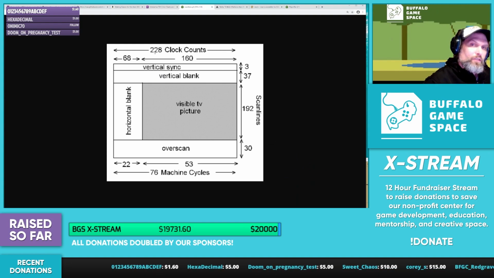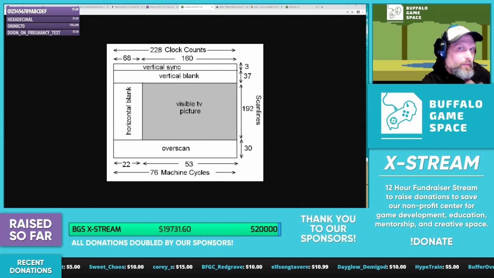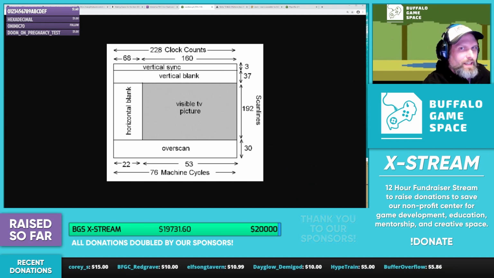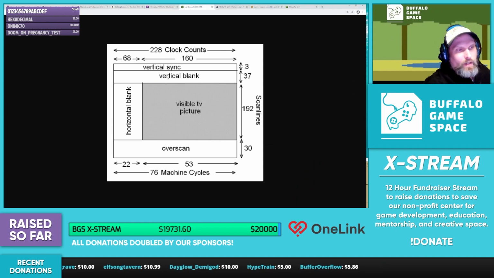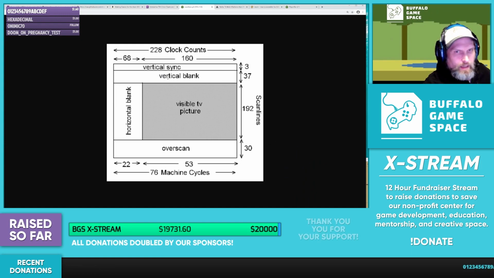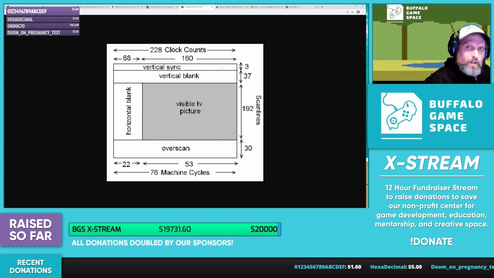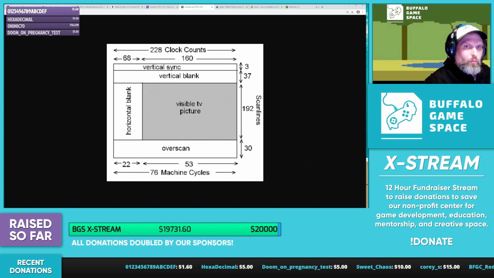When you see these 228 clock counts, what this means is the CPU can do essentially 228 units of things in every line. And here's where it gets nuts. Because of the way the 2600 draws stuff, your code is running at the same time as the video signal. So here we have these 40 lines at the top. We can use this time to do some work. And here we actually have 22 before it starts drawing.